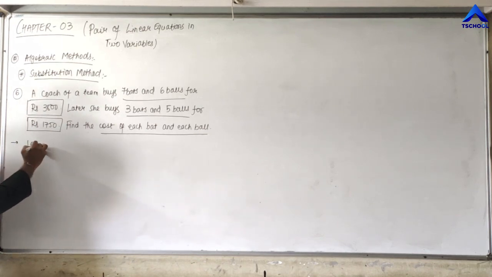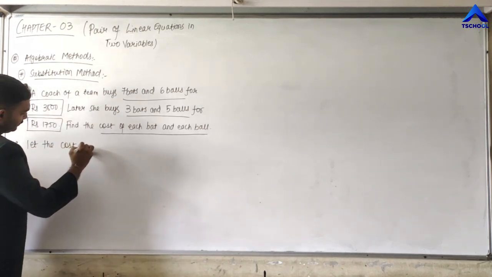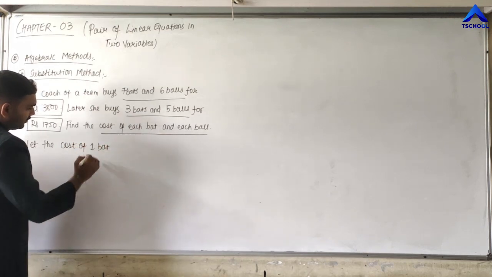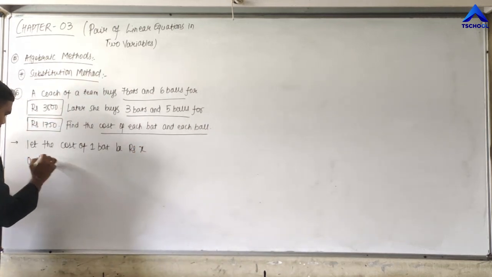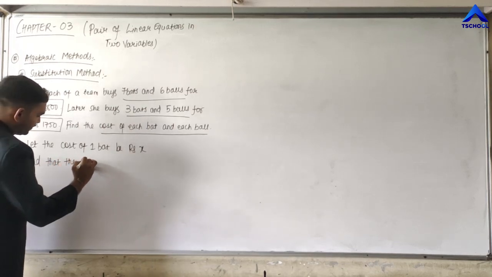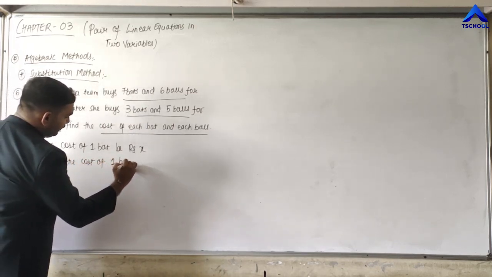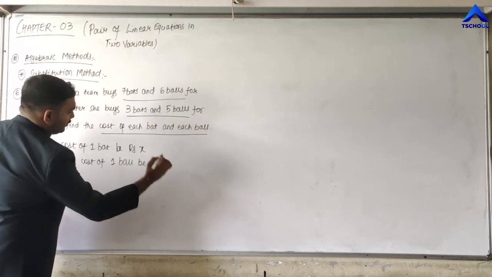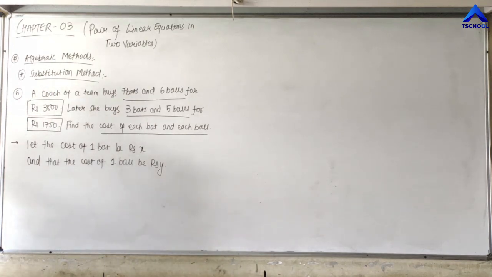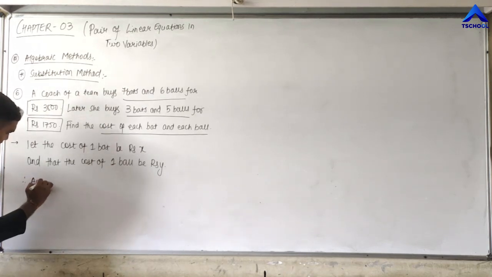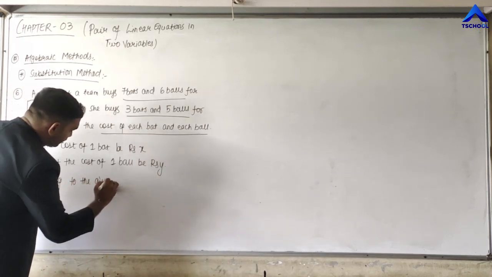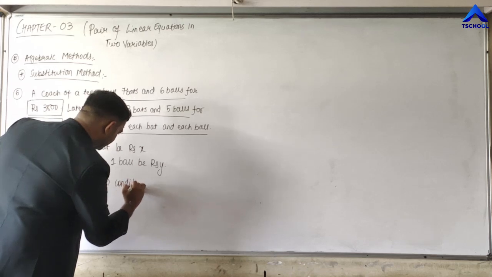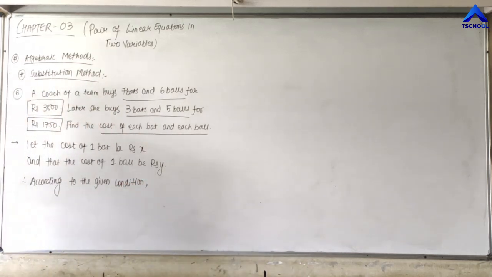So the solution starts. Let the cost of one bat be rupees X and let the cost of one ball be rupees Y. Therefore, according to the given condition, what is that according to the given condition?